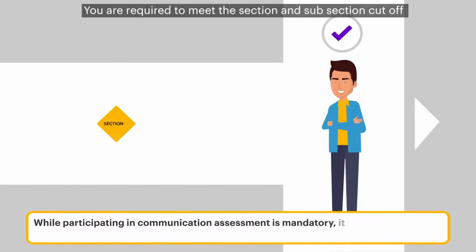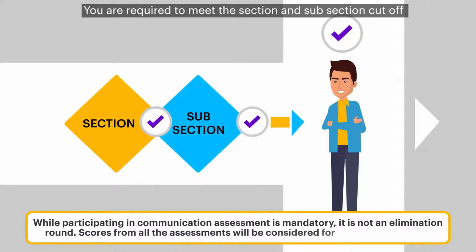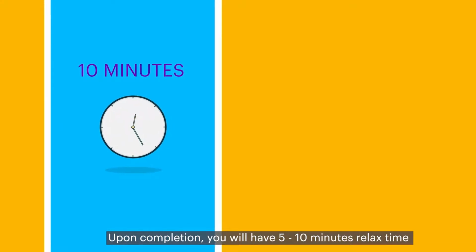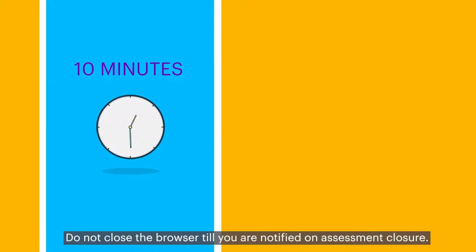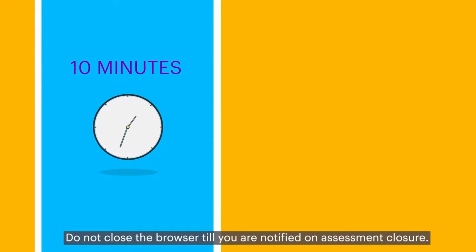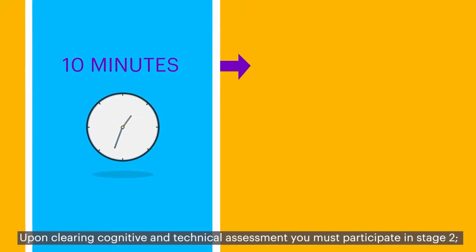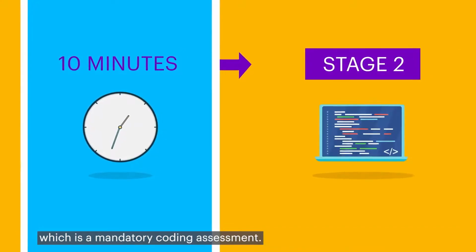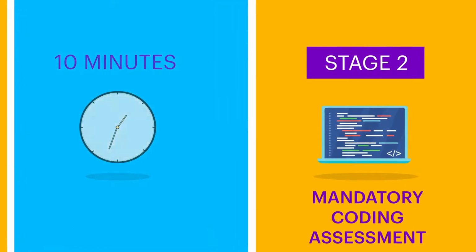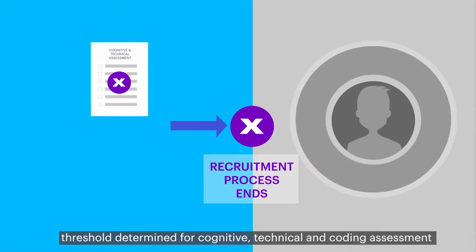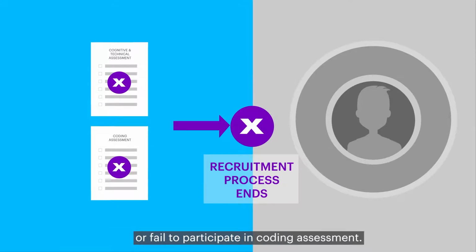You are required to meet the section and subsection cutoff from each assessment to be considered for further rounds. Upon completion, you will have 5 to 10 minutes relaxed time before the results are notified. Do not close the browser till you are notified on assessment closure. Upon clearing cognitive and technical assessment, you must participate in Stage 2, which is a mandatory coding assessment. Our recruitment process will end here for the students who don't clear threshold determined for cognitive, technical and coding assessment or fail to participate in coding assessment.